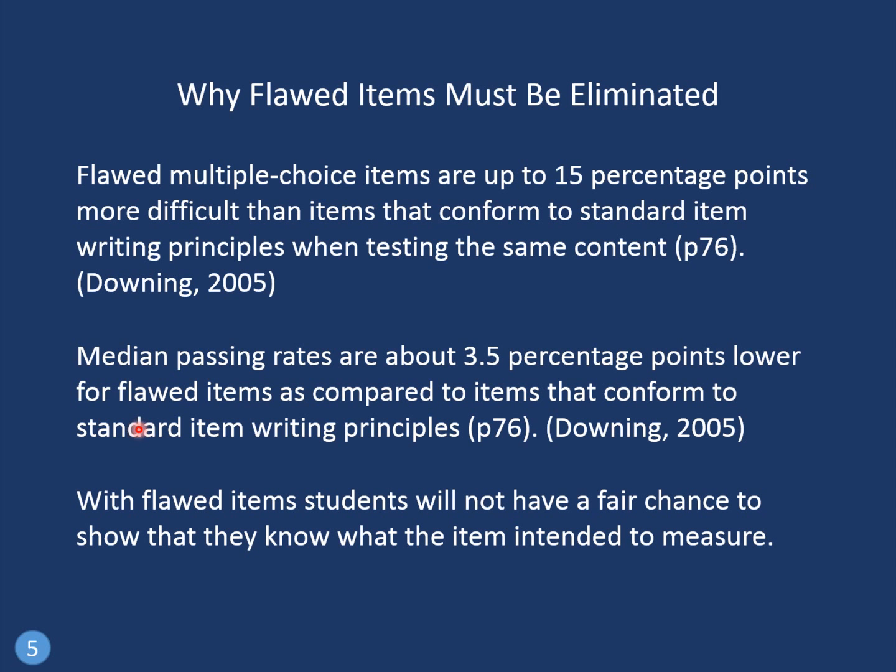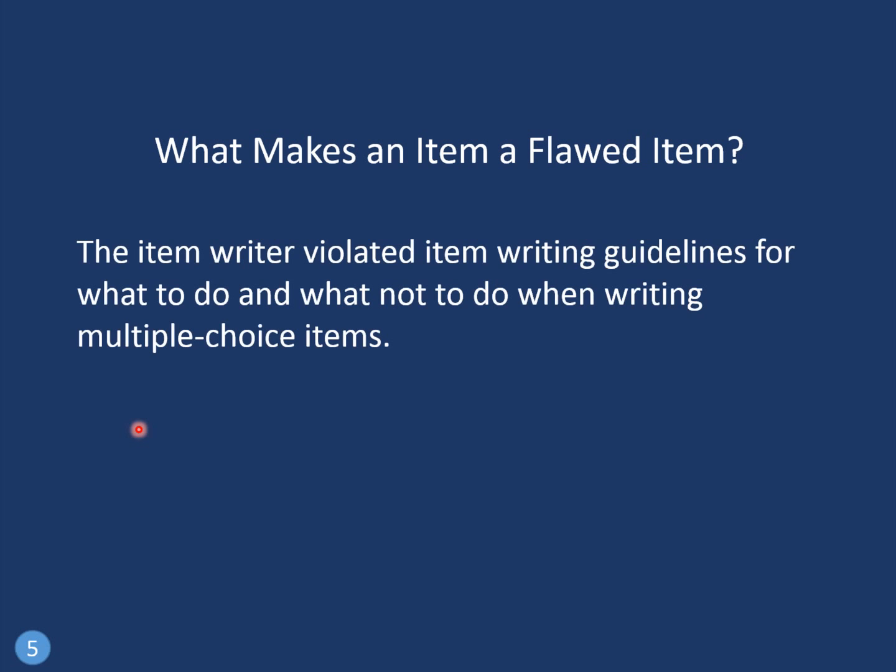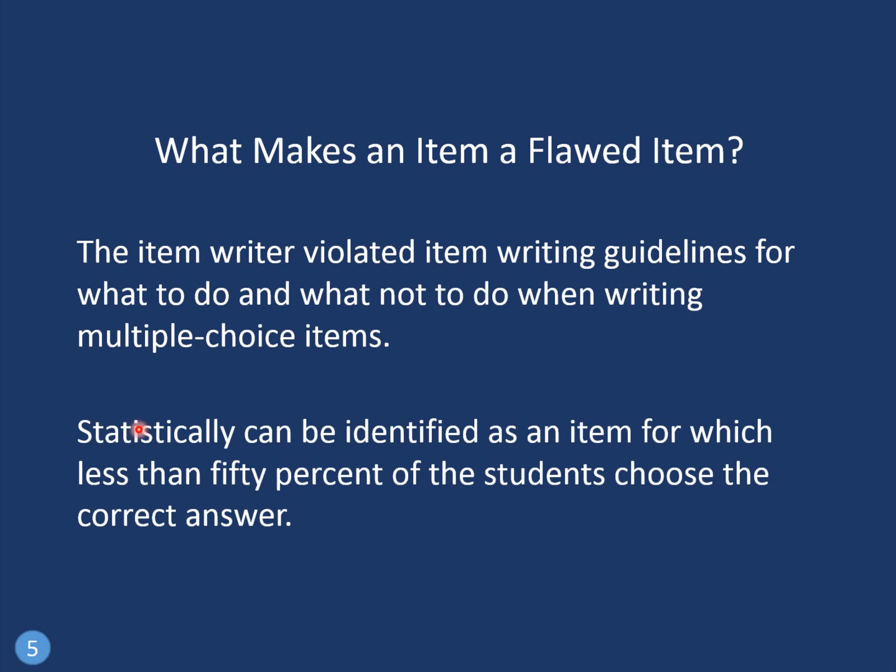The students that are disadvantaged the most by the flawed items are those that are at the cut points or near passing, because the students that are not doing as well have the most trouble with flawed items. Some of the higher end students kind of figure out what's going on. So what makes an item flawed? Simple. The item writer violated item writing guidelines about what to do and what not to do when writing multiple choice items. And you've probably seen these listed in many different sources.